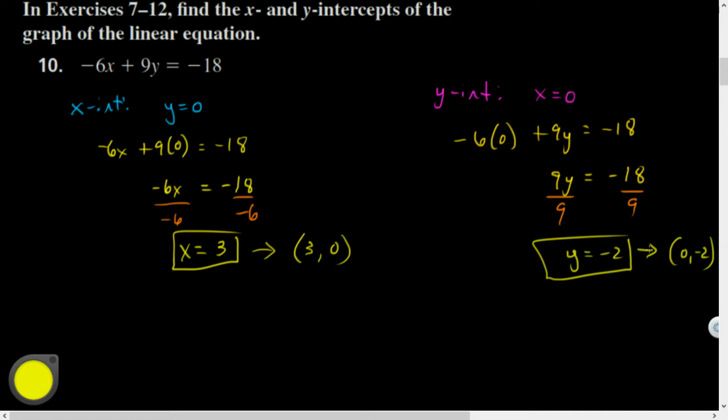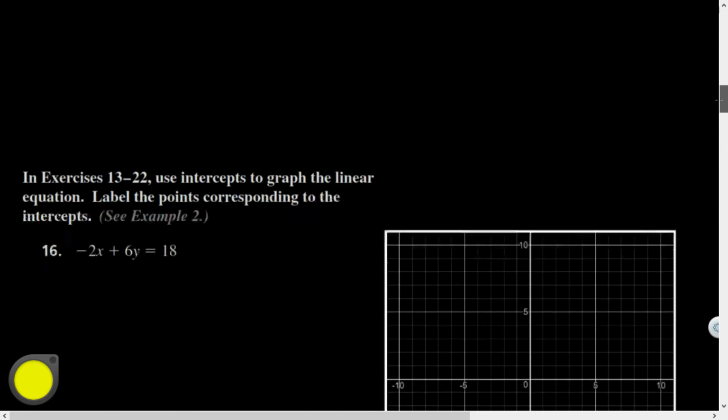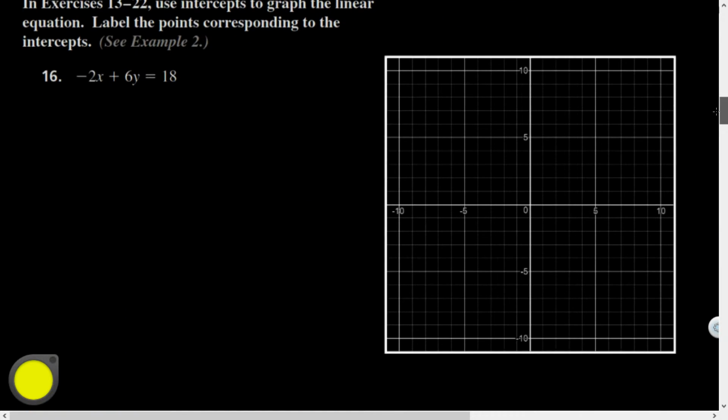All right. So here's our x-intercept and our y-intercept. Now, the reason that's helpful is sometimes you want to find out where those intersections occur, as we'll see with our word problem at the end. But also, those are excellent points for graphing with.